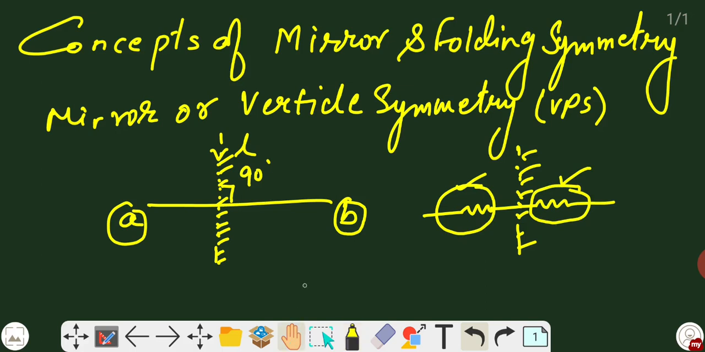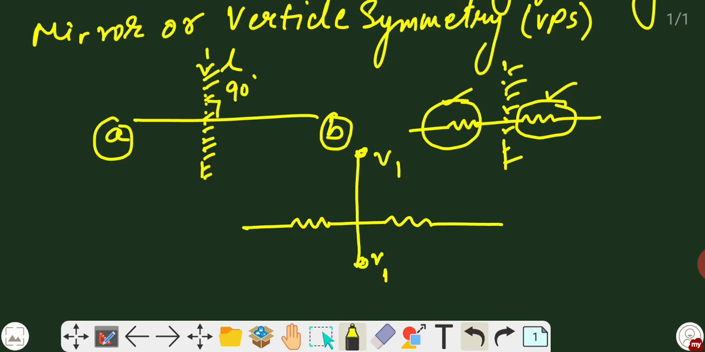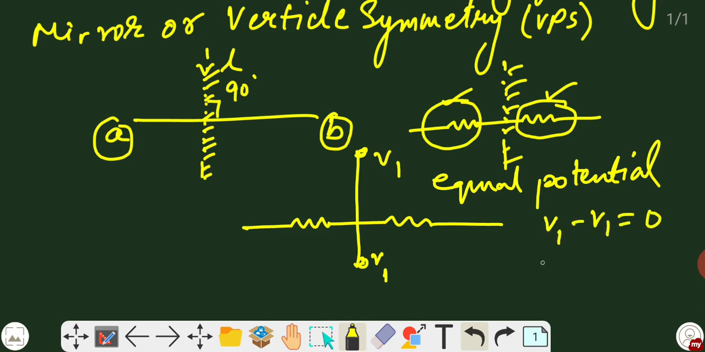Now, what are the properties of the mirror symmetry? Points on the mirror symmetry always have equal potentials. Likewise, at this point and at this point, these points are at equal potential. Once equal potential is there, no current will flow. What happens actually? V minus V1 is what? 0. And V is equal to I times R. If V is equal to 0, then I will also be equal to 0. So when equal potentials are there, no current will flow through the circuit.